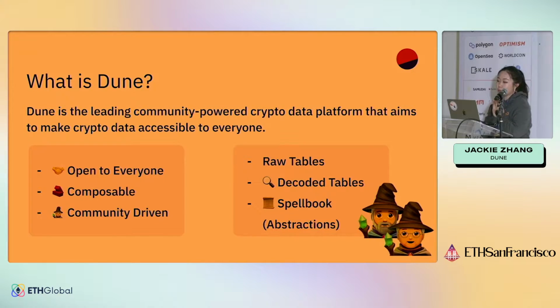And a bit more specifically, the way I think about Dune is as two components. You've got the data component, which has the raw tables, the decoded tables, and the spellbook, as we call them. They're abstractions that are built on top of the raw tables and decoded tables. I'll give you some examples later on, right after this. So that's the data side, and there's the community side.